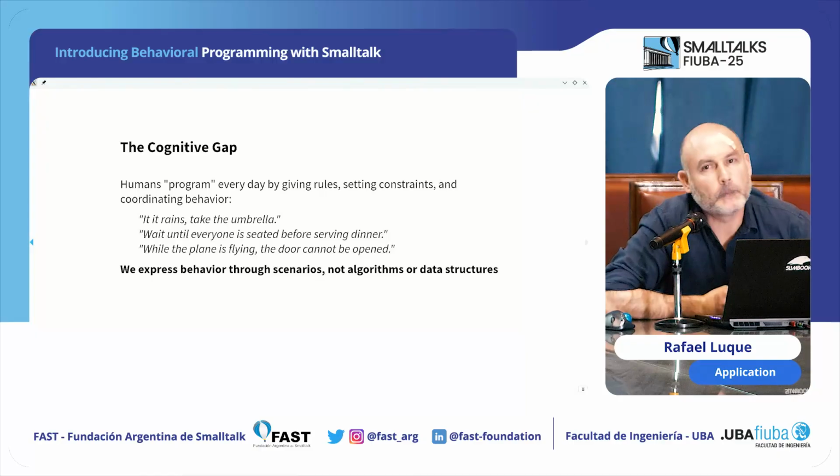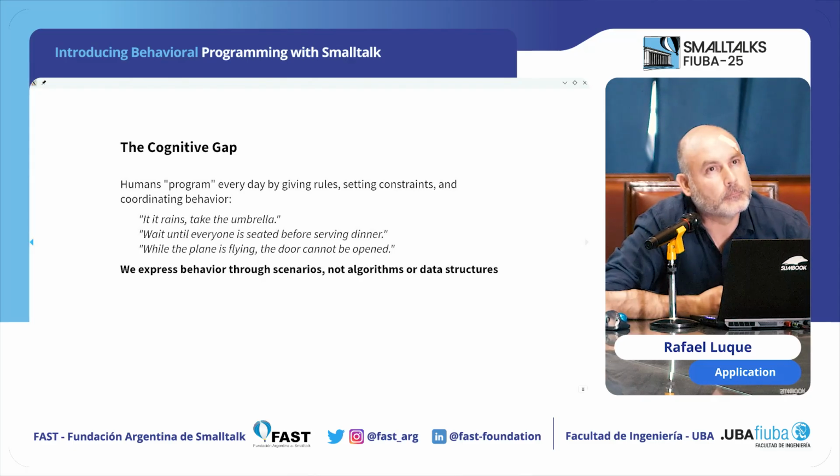Okay, and there are three great examples there. If it rains, take the umbrella. Wait until everyone is seated before serving dinner. While the plane is flying, the door cannot be opened. So there are several things in those three statements. References to objects, actions that this object can take, in some cases actions that the reader can take, events, conditions, time, permission, and forbidding things. It's not obvious to me how all these elements of these examples of knowledge can be translated into B threads and B programs. Can you elaborate on that?